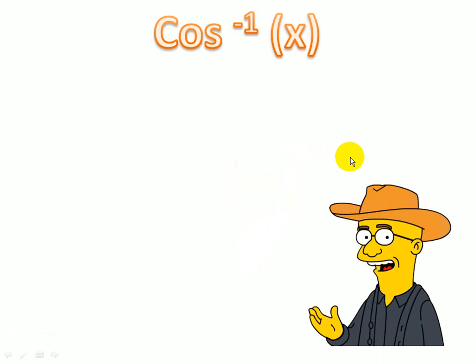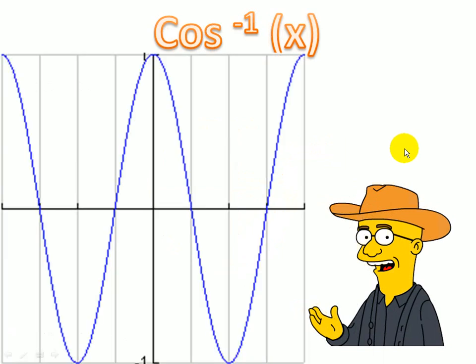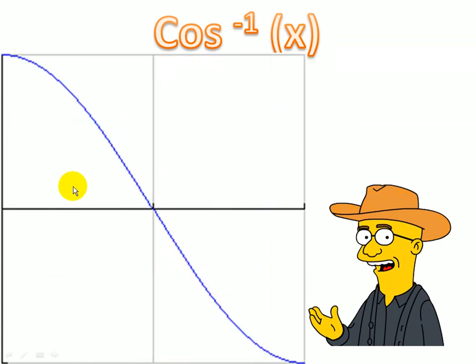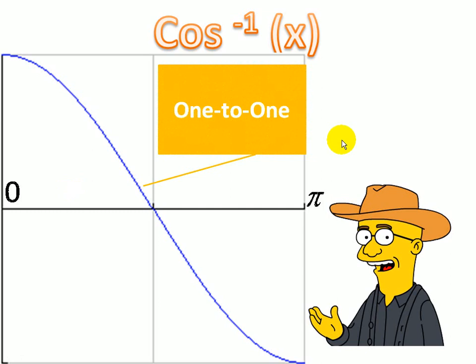Now let's turn our attention to inverse cosine. And once again, we'll look at the graph of cosine. Like with sine, you'll notice that this is not a 1-to-1 function. So we limit the domain. This time we'll limit the domain from 0 to pi, and that will be the interval that we use to derive the inverse cosine. So expanding that, we get this graph, which is definitely 1 to 1, from 0 to pi.